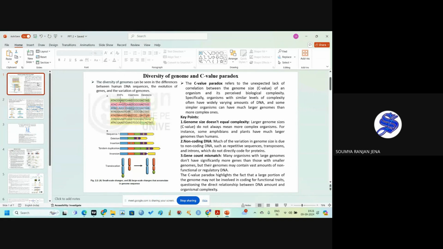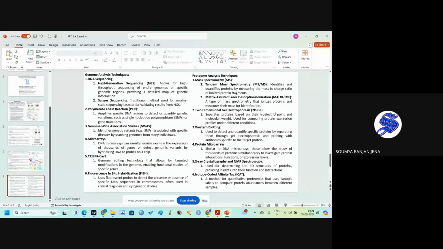This is the basics of diversity of genome, C value paradox and different techniques. In our next class we will discuss individual techniques and how these techniques will be used in different disease cases or different genetic mapping or different genetic expressions.